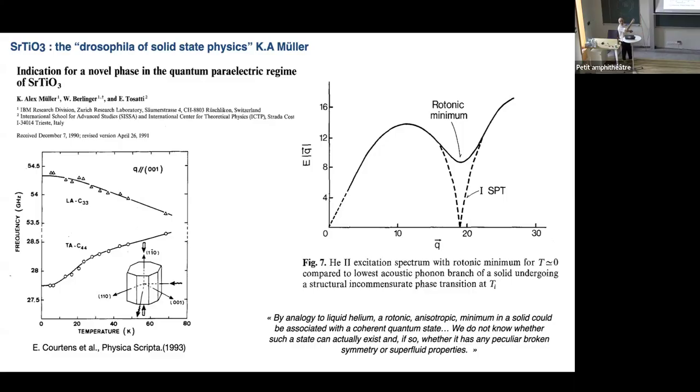So this has been ignored for many years, but I'm going to show you that in a sense they were correct, that there is actually some anomaly in the acoustic branch, which means that there is a coupling between this quantum fluctuation with the strain, and this is what I want to discuss with you now.